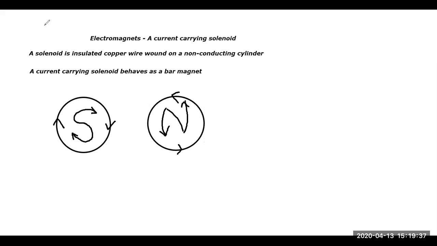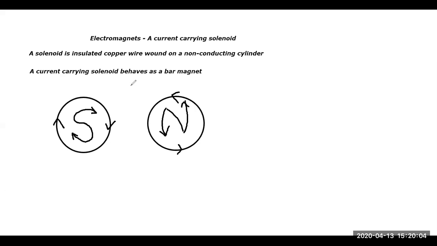From the side that you are viewing a circular coil, if current is going to flow in the clockwise direction, then that pole that you are facing will be the south pole. And from the side that you are facing the circular coil, if the direction of the current is anti-clockwise, that means that pole will be your north pole.